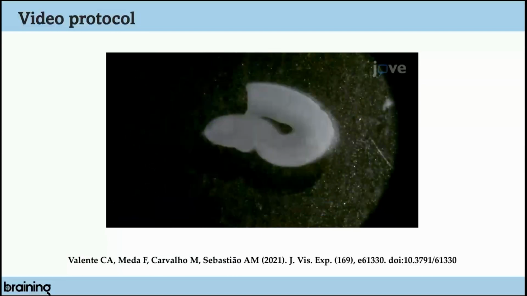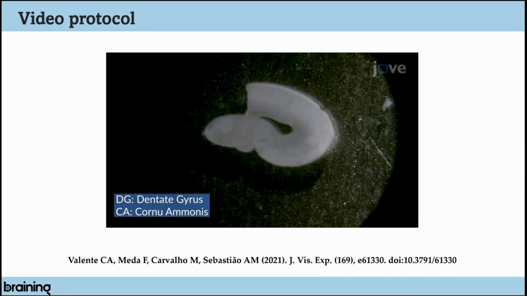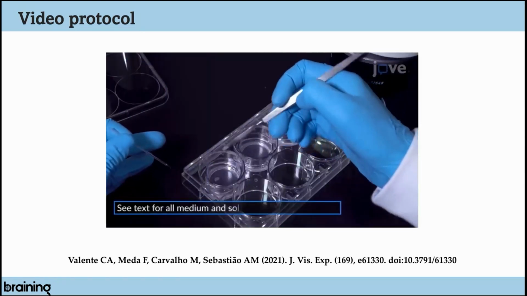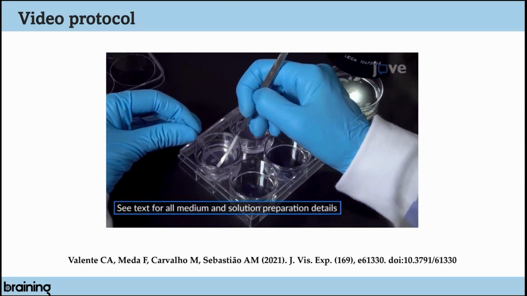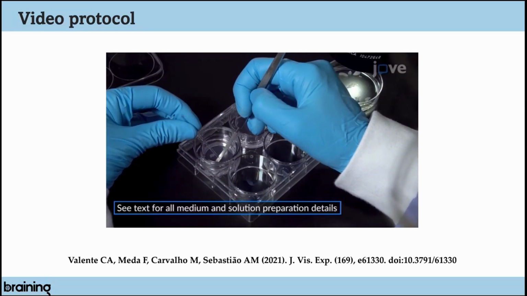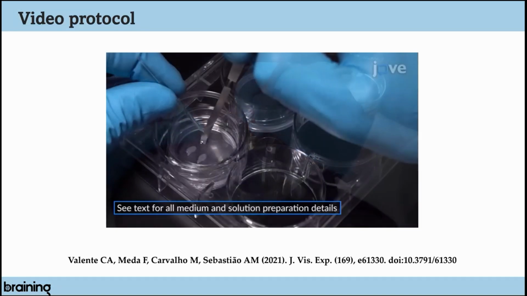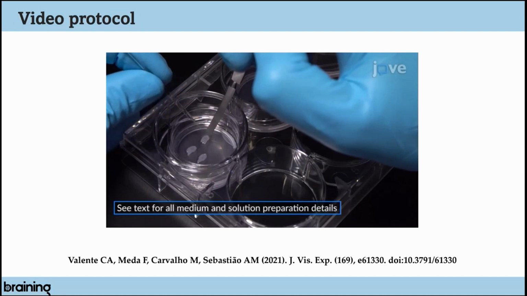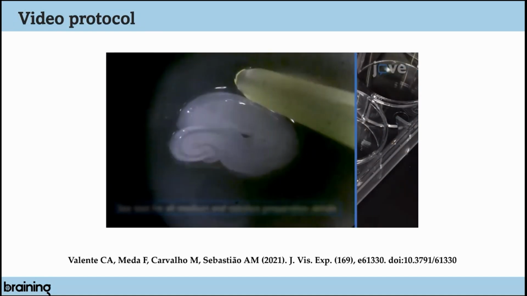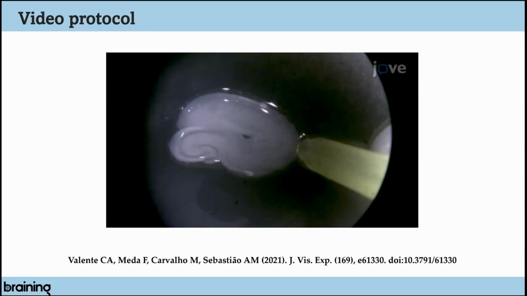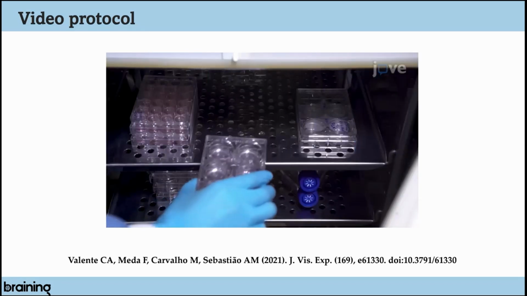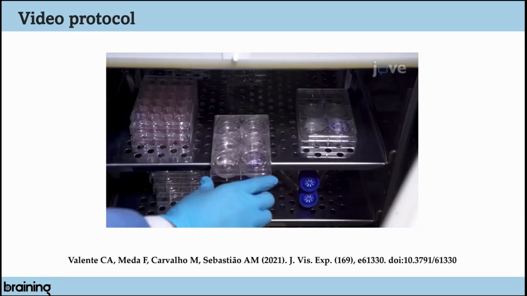The DG and CA areas should be perfectly defined, as well as the entorhinal and perirhinal cortex regions. Use a spatula and a round tip electrode to place up to 4 intact slices onto individual inserts in the appropriate number of wells of a 6-well plate containing 1.1 milliliters of culture medium per well. Use a P20 pipette to remove any excess dissection medium from around each slice. Place the plate in the cell culture incubator.